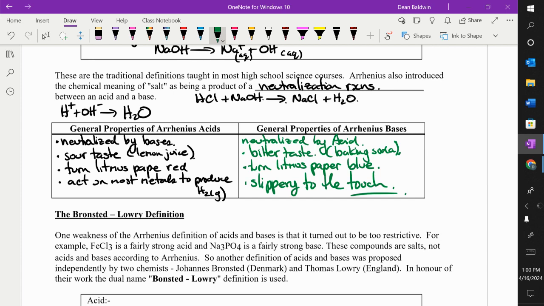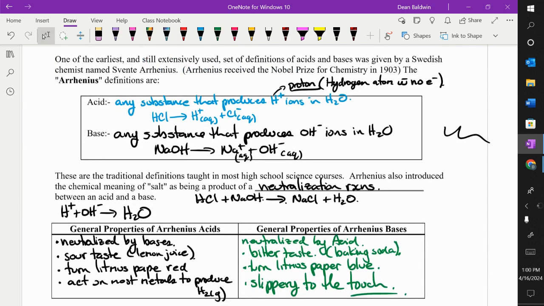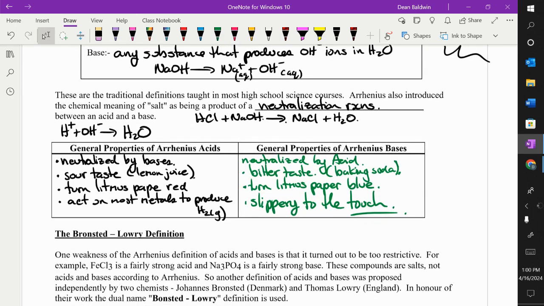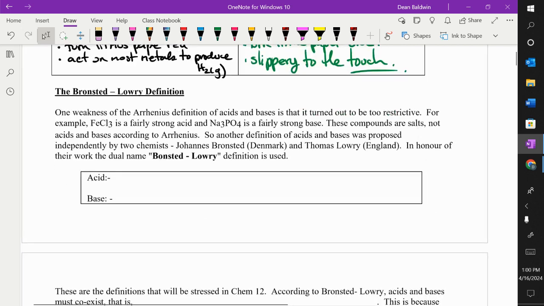Okay, so that's one definition. So we've gone from acids start with an H, bases end in OH. We have these definitions. We produce protons in water, or we produce hydroxyl groups in water. And then we have some properties of those. And then we get to the stuff that we're mostly going to focus on: the Bronsted-Lowry definition of an acid and a base.